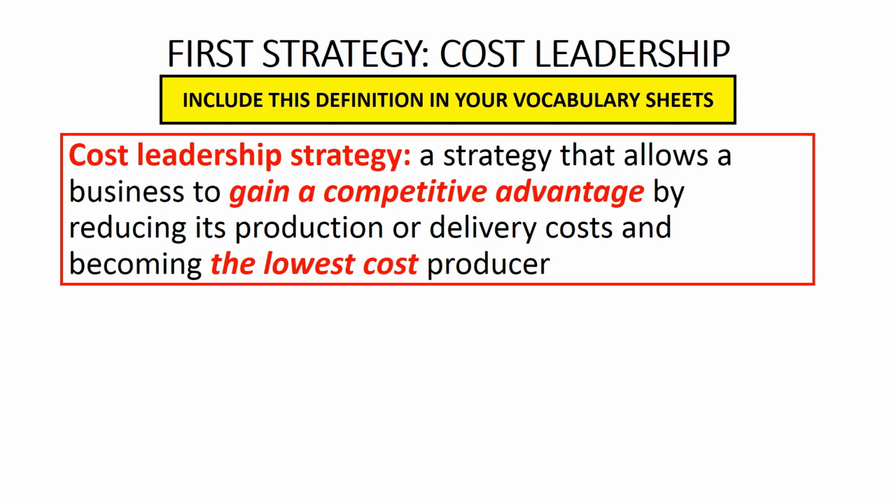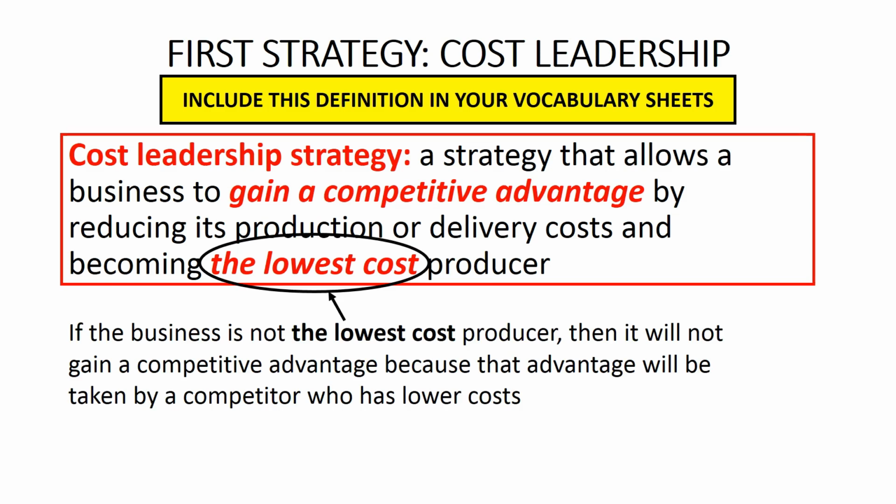Let's now turn to the first of Porter's generic strategies, which is the cost leadership strategy. A cost leadership strategy is a strategy that allows a business to gain a competitive advantage. These are very important words because remember, the focus of Porter's generic strategies is on a business acquiring a competitive advantage. So a cost leadership strategy is a strategy that allows a business to gain a competitive advantage by reducing its production or delivery costs and becoming the low-cost producer. Again, I emphasize the word the.